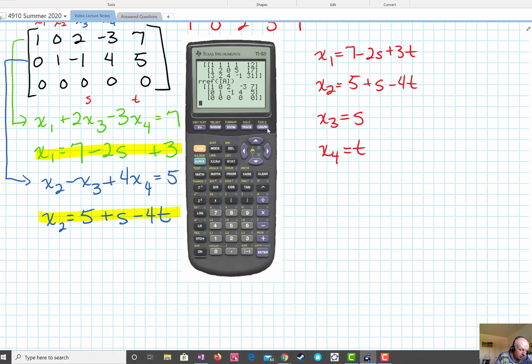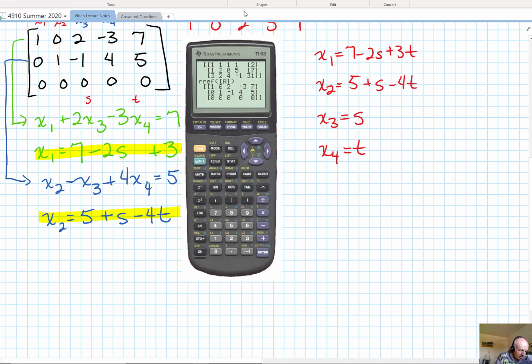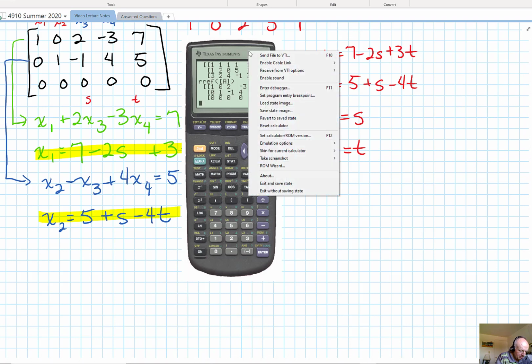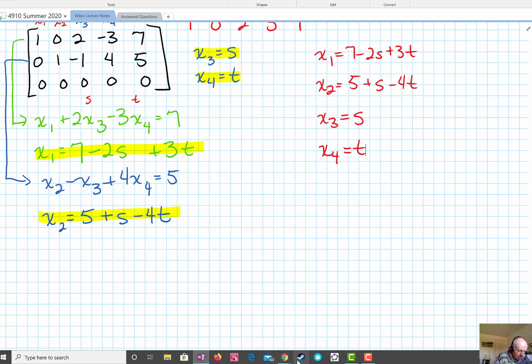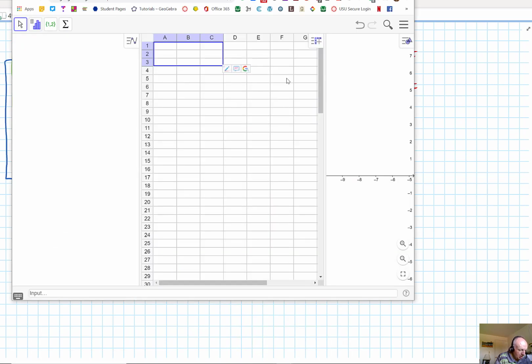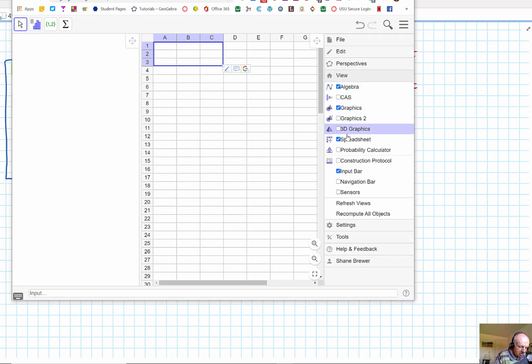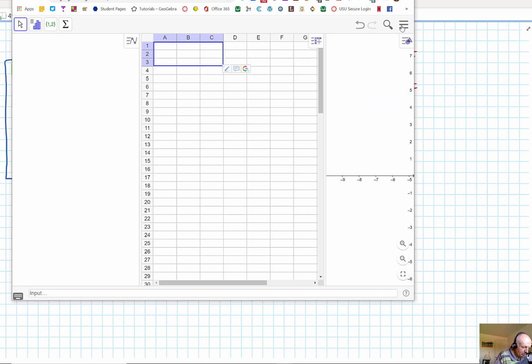Now we can also do this in GeoGebra. So let's quickly do this in GeoGebra. I'm going to exit this. And in GeoGebra, you need to get access to the spreadsheet window. So to do that, you go over to View and you make sure you click Spreadsheet, right? So really what you need is the algebra window and the spreadsheet window. And if you click it, it will show that. And you're just going to enter your matrix right here.